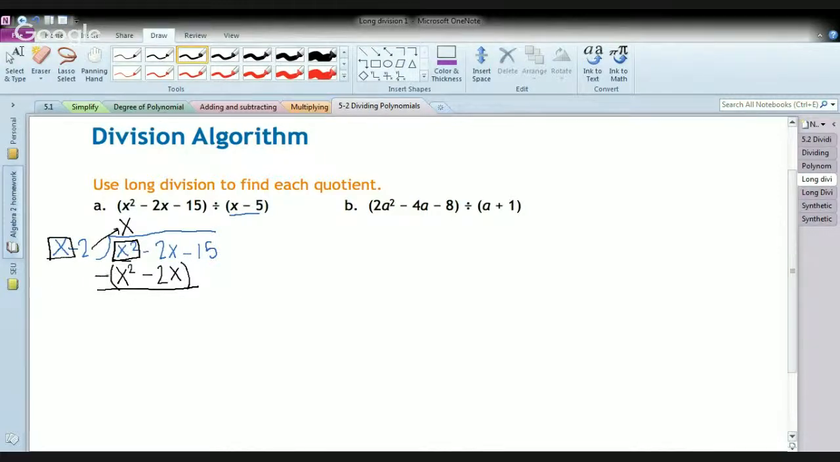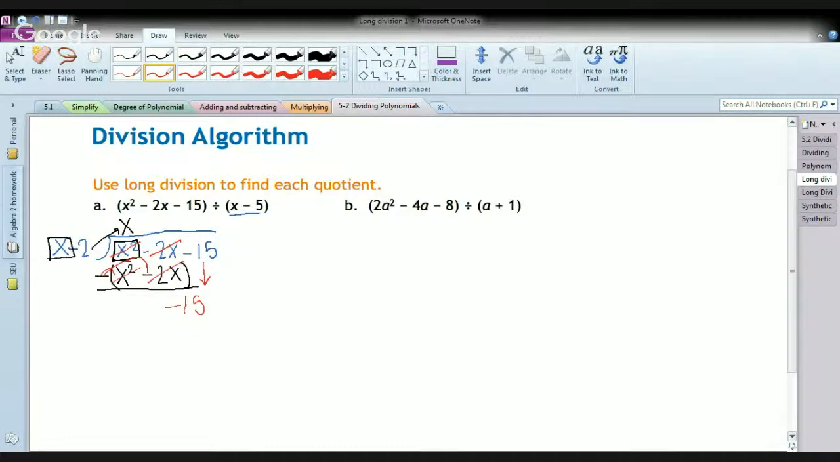And this is the place students make the most mistakes. So we're going to say x squared minus x squared. That's going to cancel, because we're distributing this negative. And if I distribute the negative, now really what I'm saying is negative 2x plus 2x. So that is going to cancel. So we're left with 0 so far. And I'm going to bring down my negative 15.